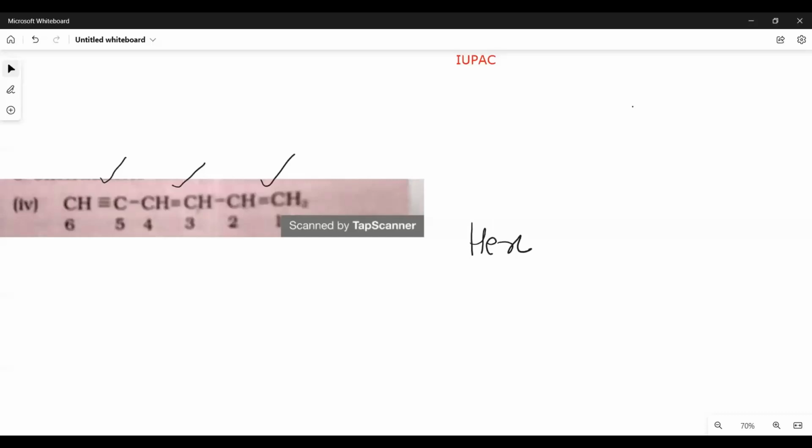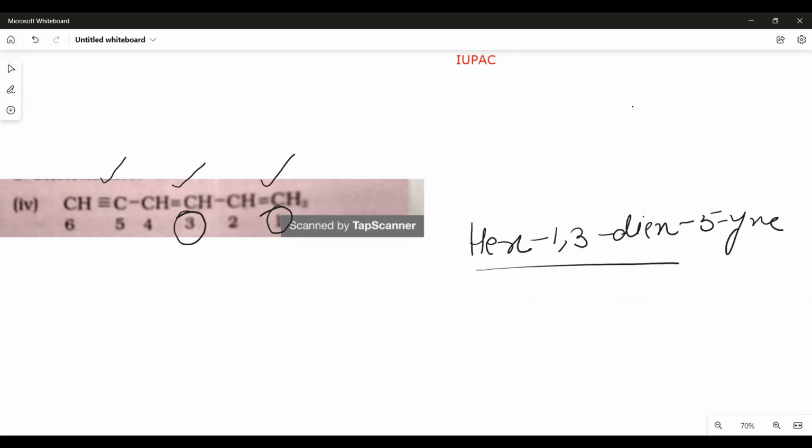Ane suffix हम नहीं दे सकते. Now see, at the first position and at the third position the double bonds are present. So hex-1,3-ene, diene. 2 है तो diene, 1 है तो ene, 3 है तो triene. तो 1,3-diene, 5th position पे triple bond present है तो 5-yne.